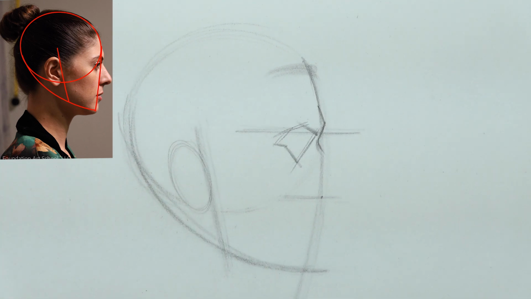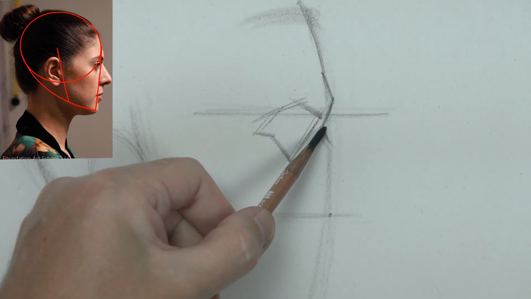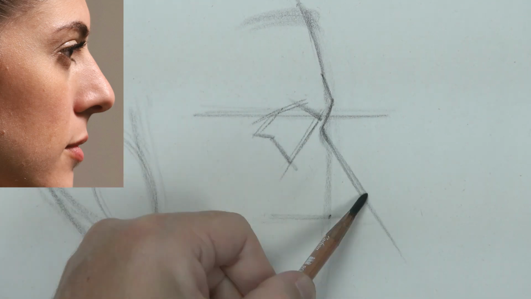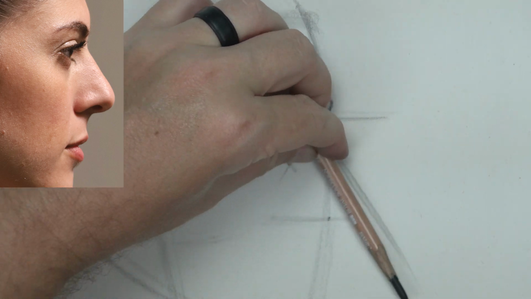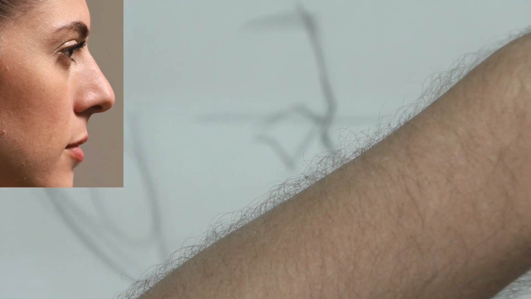So now we're going to come in here and find the angle of the nose. It's basically sweeping down this direction right across here. Again, being able to judge angles, a very important skill, at least if you're working from reference.